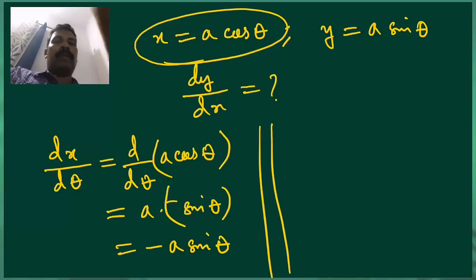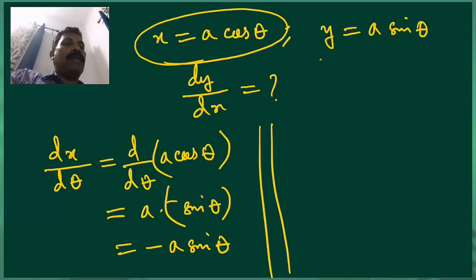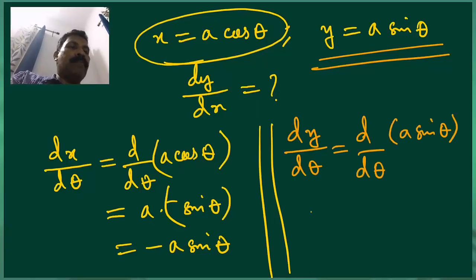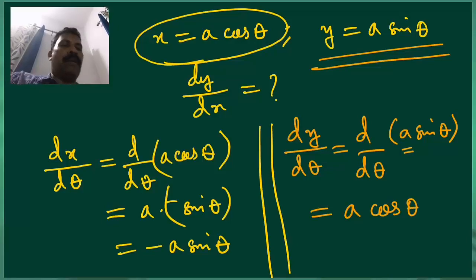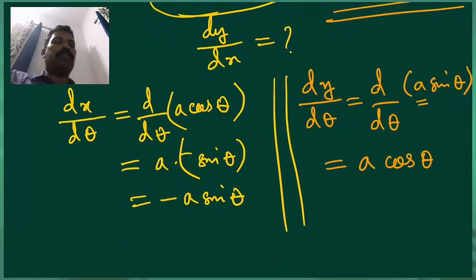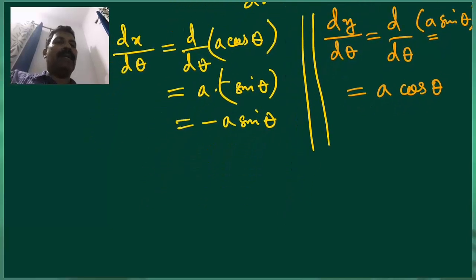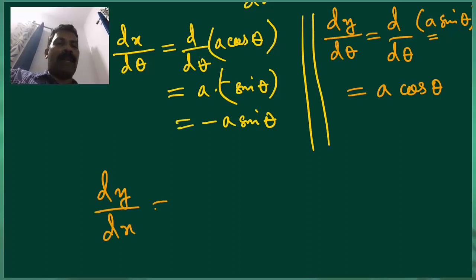And then what about the derivative of y with respect to theta? That is dy by d theta is equal to the derivative of a sin theta with respect to theta. That is equal to, again a being constant, you can take it outside, and the derivative of sin theta, that is cos theta. Now you have both dx by d theta and dy by d theta. Then the requirement is dy by dx.